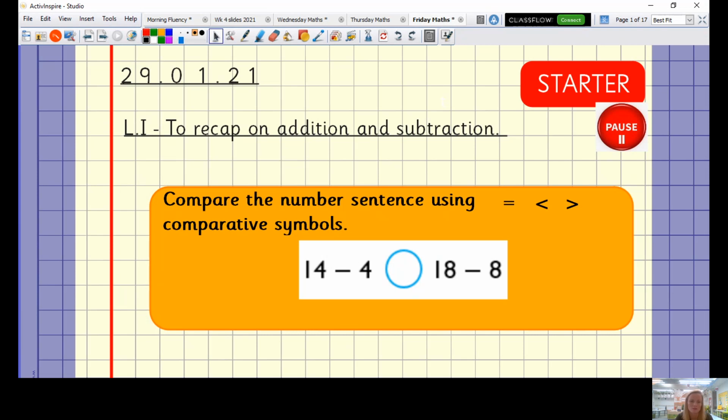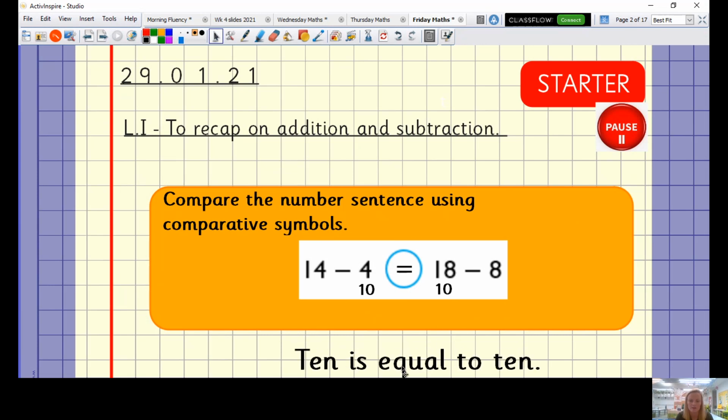So to start with, your starter is to compare the number sentence using comparative symbols. You've got equal to, less than, and greater than. Those are your comparative symbols, and you need to put those in the blue circle. Now, remember yesterday when we did this, we found the answer for each side before we managed to put our comparative symbol inside. So have a go at that now.